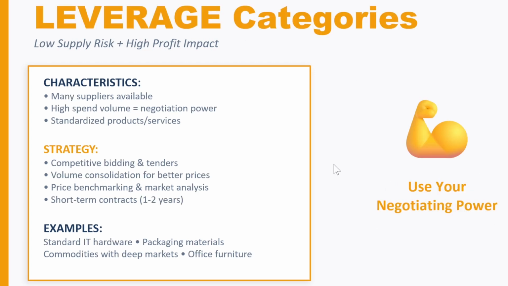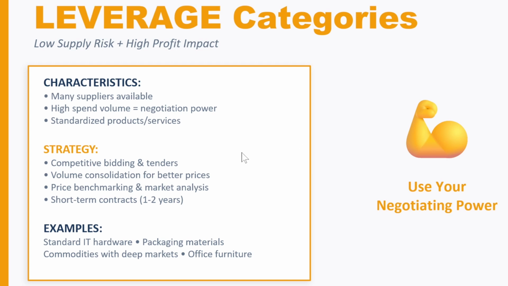Then another category is the leverage category. Leverage categories consist of low supplier risk and high profit impact. What are the characteristics? Your category has many suppliers available, you have high spend volume so that you can negotiate more, and the type of product is quite standardized. Okay, so there is no specialization and no customization available, and it is a quite regular kind of product which is usually sold in the same shape and form.